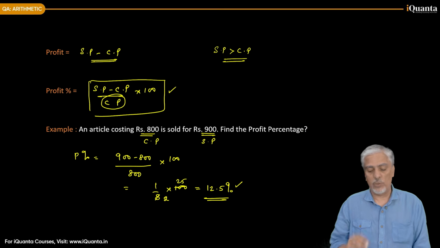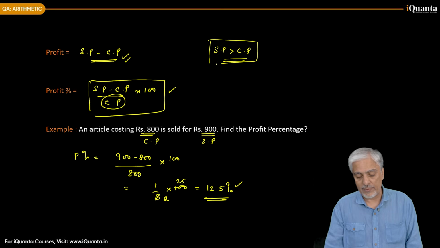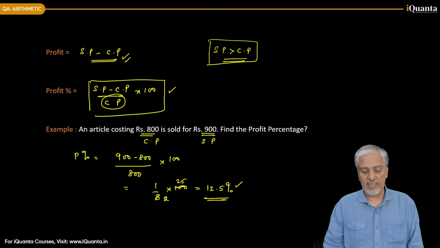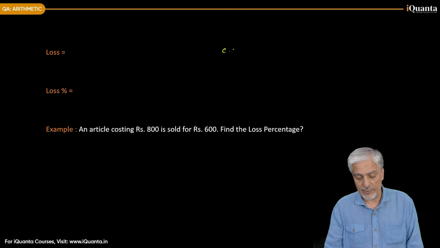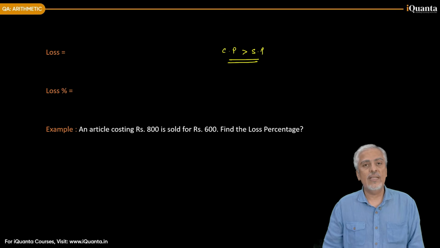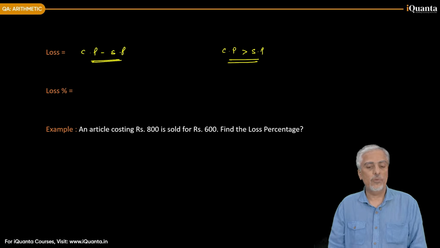So profit, what is profit? Basically selling price minus cost price is profit. And you make profit only when your selling price is greater than your cost price, right? That's the only case you will make profit. Let's take the next term, exactly opposite. When do you make loss in a business? If your cost price is greater than your selling price, then you make a loss. And loss will be cost price minus selling price. That will be my loss, right?